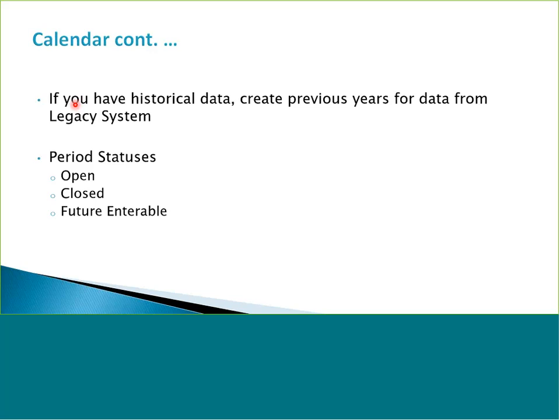And then we have future enterable period. In a future enterable period, and we're going to see that in a moment once we go to a ledger, creating a ledger, you can enter a journal and you can save it, but you can't post it. Remember we said for accounting information in the journal to affect the account balances in the ledger, you have to post the journal. So you can enter a journal and save it, but you can't post it. Before you post it, the balances in the ledger won't be affected. So that's how a future enterable period works.